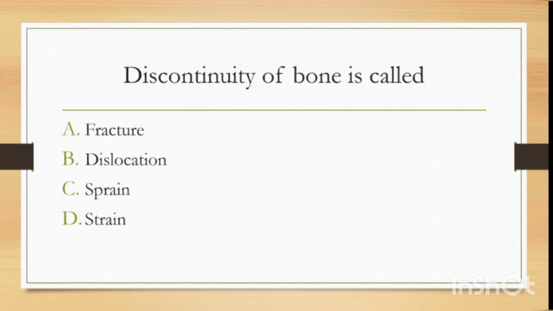Discontinuity of the bone is called fracture. So I also want to tell you what is dislocation. When the joint is forced out of the normal position, it is called dislocation, like shoulder joint dislocation, hip joint dislocation. And sprain is the stretching or tearing of the ligament. Strain is the stretching and tearing of the muscles.